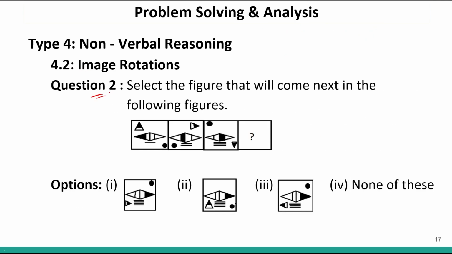Okay. Question number 2, image rotation. Select the figure that will come next. Now, let us look at this figure. Over here, this figure is divided into 4 parts, something like this. Now, in the first image, this was shaded. Second image, this was shaded. Third image, this is shaded. So definitely in the fourth image, this will be shaded. So over here, we'll get this shaded.